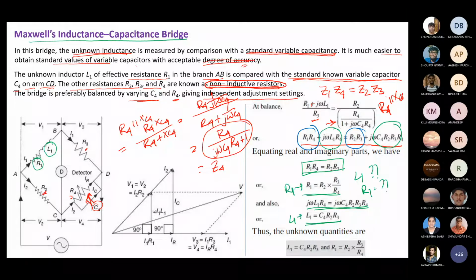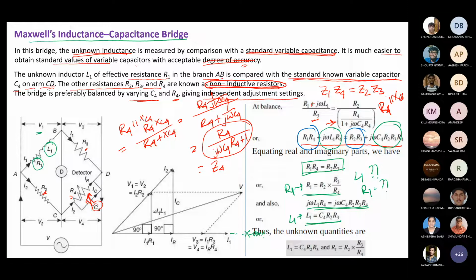Now the most important thing is the phasor diagram. In the phasor diagram, which parameter do you have to consider as reference? That should be on the x-axis. So I1 you are considering on the x-axis. Similarly, I1 R1: first you have to plot V1. What is your V1?